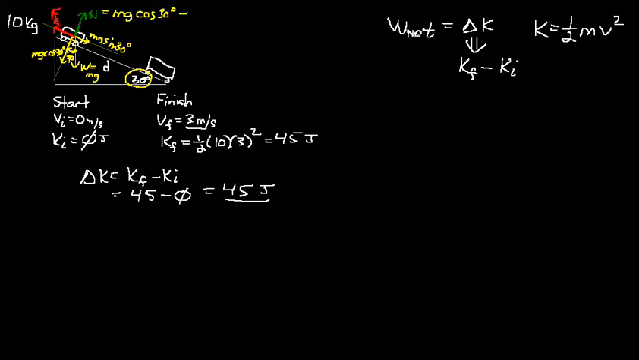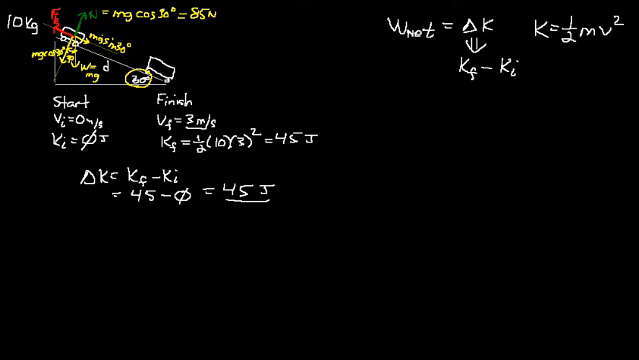So what would that be? mg, if this is 10 kilograms, 10 times 9.8 is 98. 98 times the cosine of 30 is what? I have roughly 85. So let's call it 85 newtons. So 85 up, 85 down.